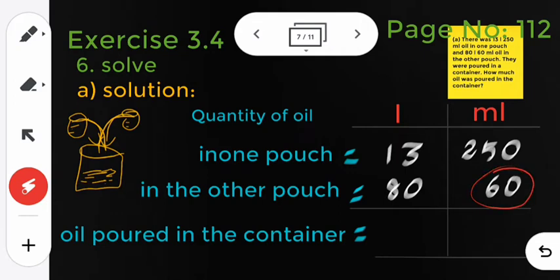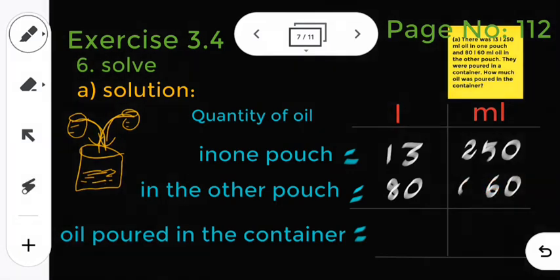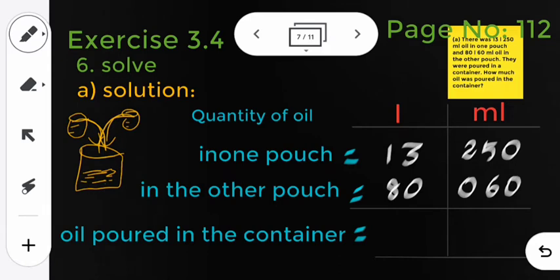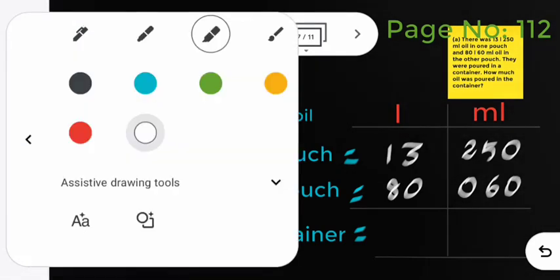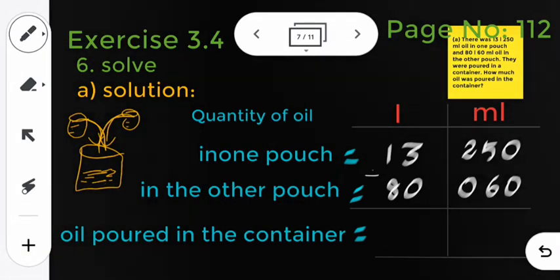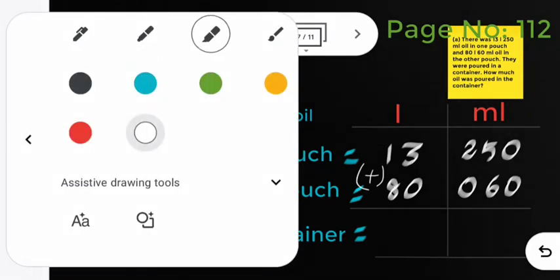Okay, so you have to arrange 60. This is the way, not from here. 0 is in 1's place, 6 is in 10's place. There is no number in 100's place. So here you have to put 0 so that you won't make any mistake. So now you have to add here. So let's add now.